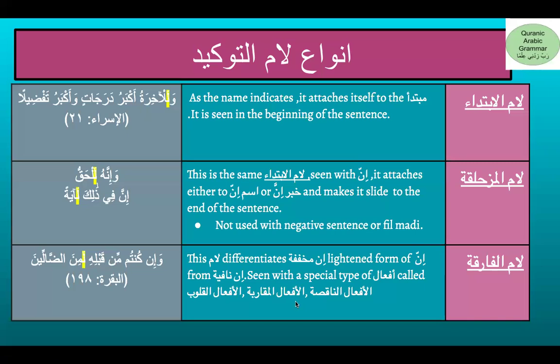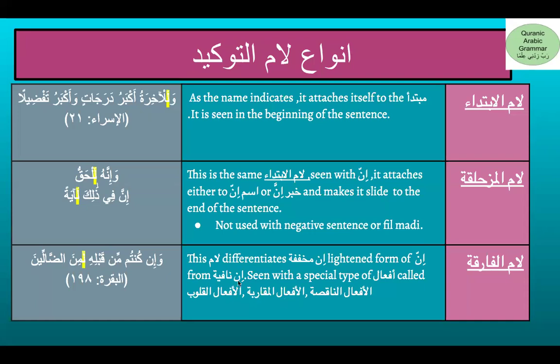The last type of lam that we are going to come across in Quran is lamul fariqa. As the name indicates, it is a distinguishing or differentiating lam. What does it distinguish? This very lam differentiates in mukhaffafa, which is a lightened form of inna, from in nafiya. In nafiya will never be followed by lam. In nafiya can never be followed by lam. If you see in followed by lam, most likely that in is going to be in mukhaffafa min inna thaqila.